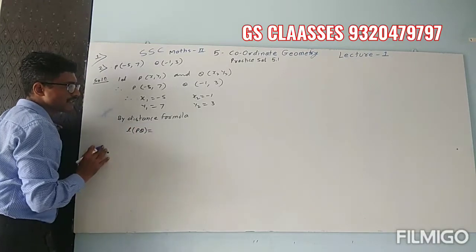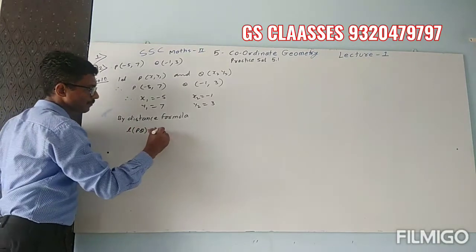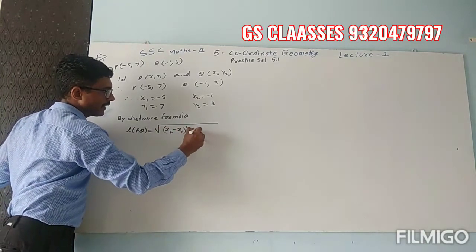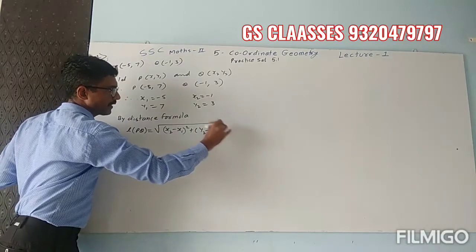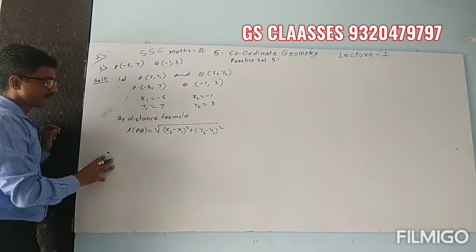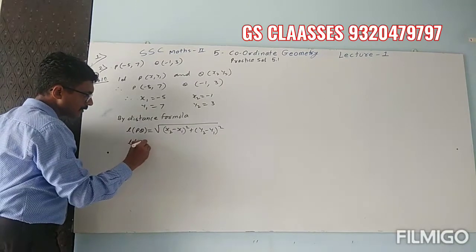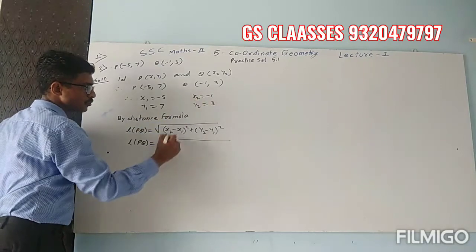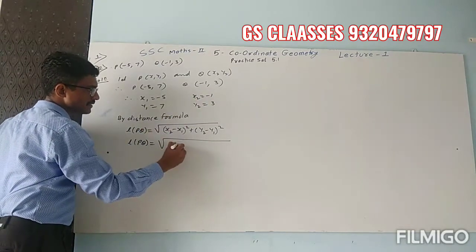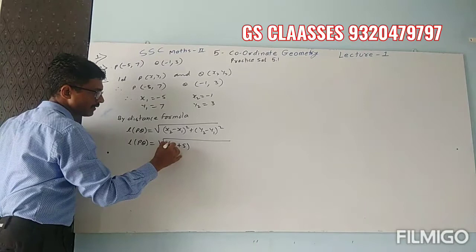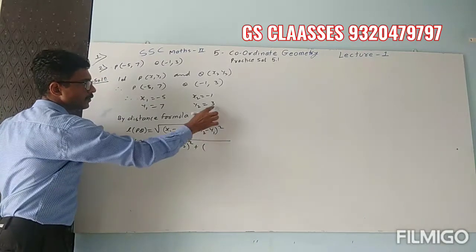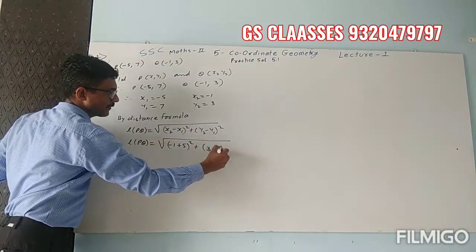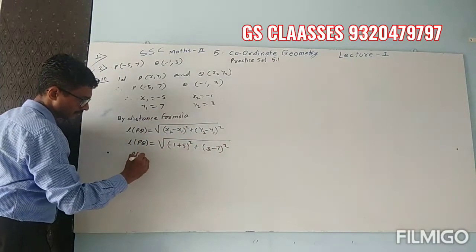length PQ is going to be the square root of (x2 minus x1) the whole square plus (y2 minus y1) the whole square. So length PQ is going to be the square root of (x2 minus x1) the whole square plus (y2 minus y1) the whole square.